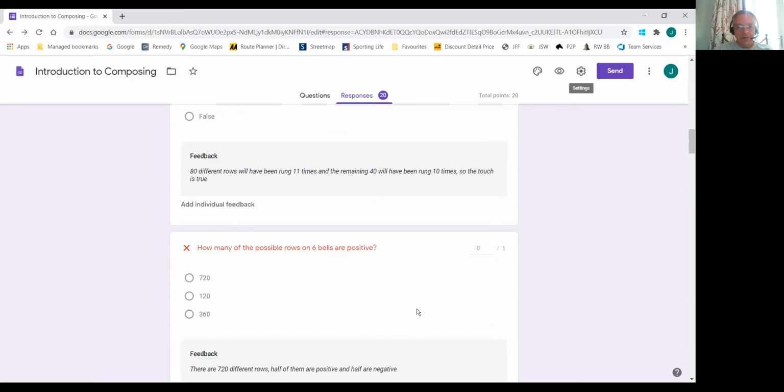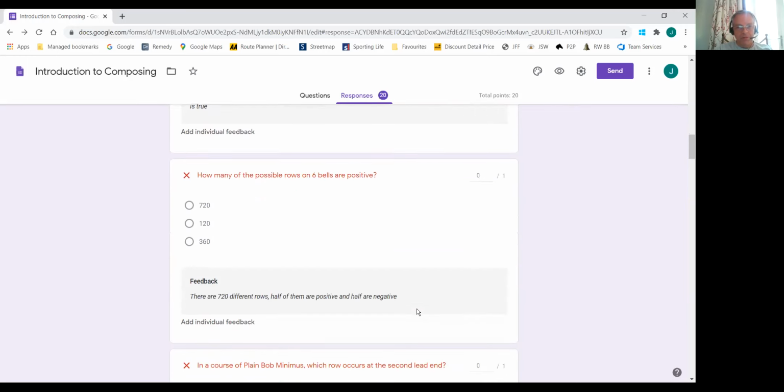The next one is about how many of the possible rows on 6 are positive. Well, when we talked about rows being positive or negative last time, we basically said half are positive and half are negative. So that means out of the total 720 on 6 bells, 360 of them are going to be positive.